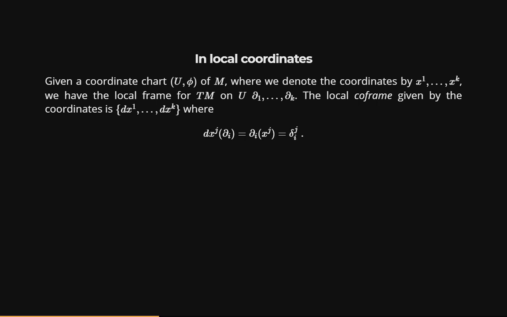Now, we just need to tell how these elements behave on the local frame, because the local frame gives a basis of the tangent space at every point. Once we define a linear function on a basis of the space, we define the linear function completely and uniquely. So we just have to say what dxj gives you when you apply it to partial i, del i, whatever you want to call it.